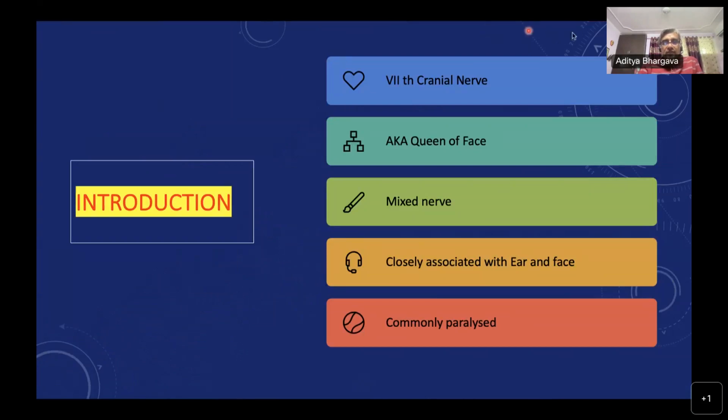As you know, facial nerve is the seventh cranial nerve. It is also known as queen of the face because of its vast supply to the face and the muscles of facial expression. It's a mixed nerve. It is motor, secretomotor, as well as sensory, cutaneous sensory, and it also carries the taste fibers. As I mentioned, it is closely associated with ear and face. And because it is commonly paralyzed, it becomes a very interesting thing for an otolaryngologist.